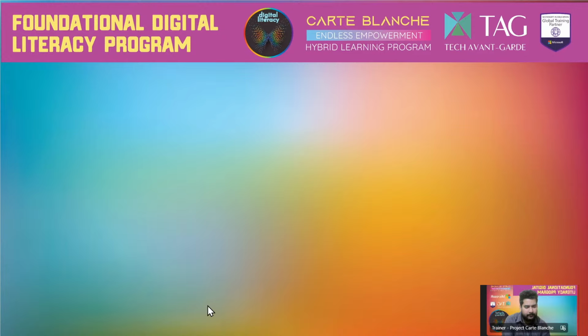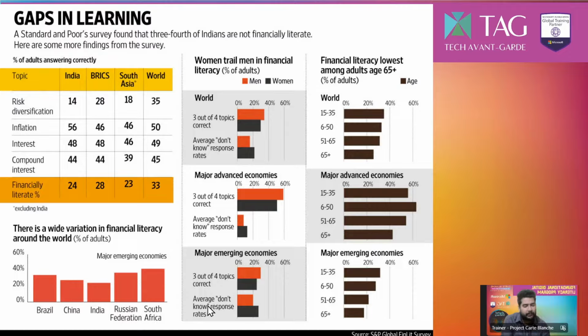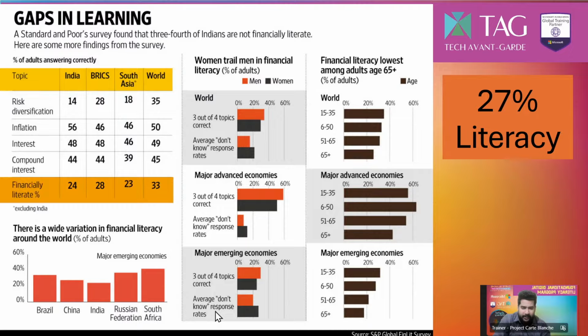I'll share the screen. According to the survey conducted by Standard and Poor's, 76% of Indian adults lack basic financial literacy. As I was telling you, when the survey was conducted, it was found that 76% of Indian adults don't understand financial literacy, and hence they are not able to make much advantage of the services offered to them. The survey was really shocking, and I'll share that 27% was shown as the literacy rate among adults.